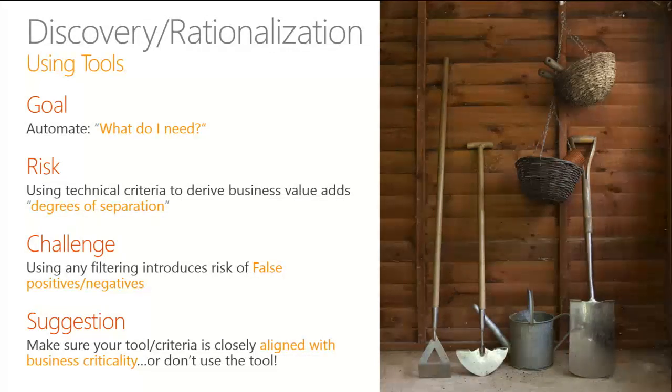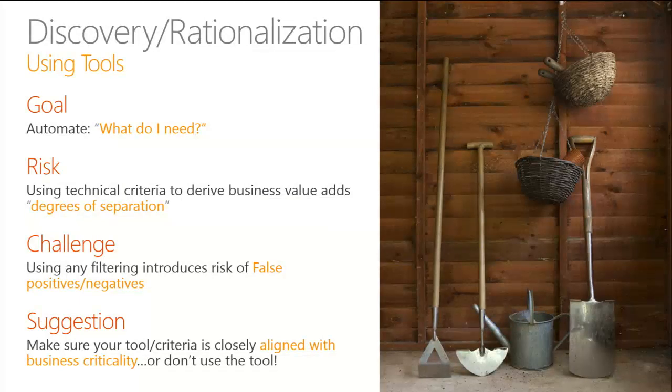And that's the challenge, is whenever you use technical criteria to derive business value, you're creating degrees of separation, or you're inserting some type of variance between what you want to get to and how you're trying to get to what you want to get to. So anytime you use any type of technical criteria, you're always going to introduce the risk of generating false positives and false negatives. From a discovery perspective, what that means is, as an example, I use file date. I want to just find all files that have been accessed in the last year. I'm going to start there. That's going to be my first discovery.